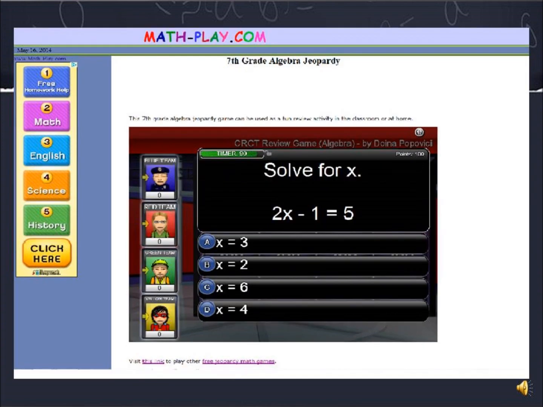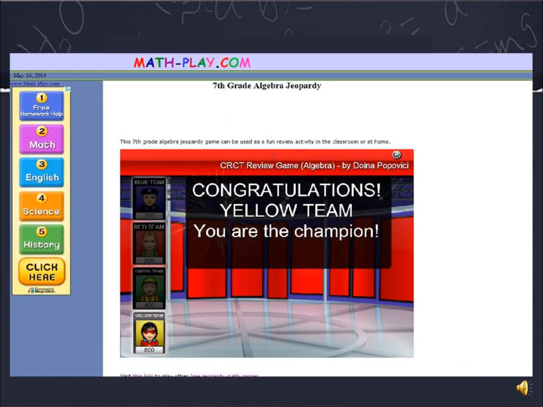An example of a problem under two-step equations will test students' knowledge of inverse operations. In this example, the problem requires 2 steps. The first, we add 1 to both sides. The second, we divide both sides by 2. Our solution in this example will be answer A, x equals 3. At the end of the activity, the team with the most points and highest overall score will be the winner.